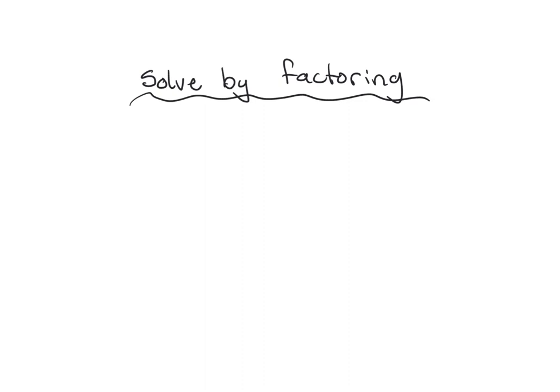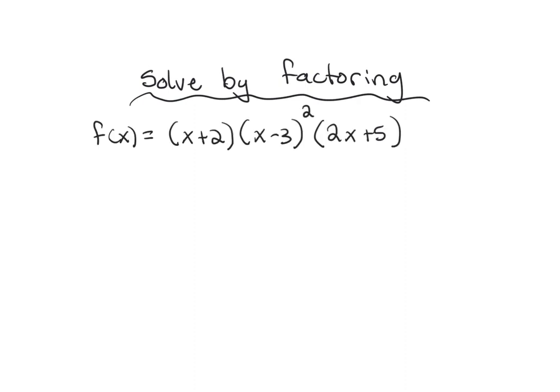In today's lesson, we are looking at zeros of polynomial functions. And we're going to start by reviewing how you solve functions by factoring. So here I have a polynomial that's in factored form. And to find the zeros, you're just setting your function equal to 0, and then solving for x.